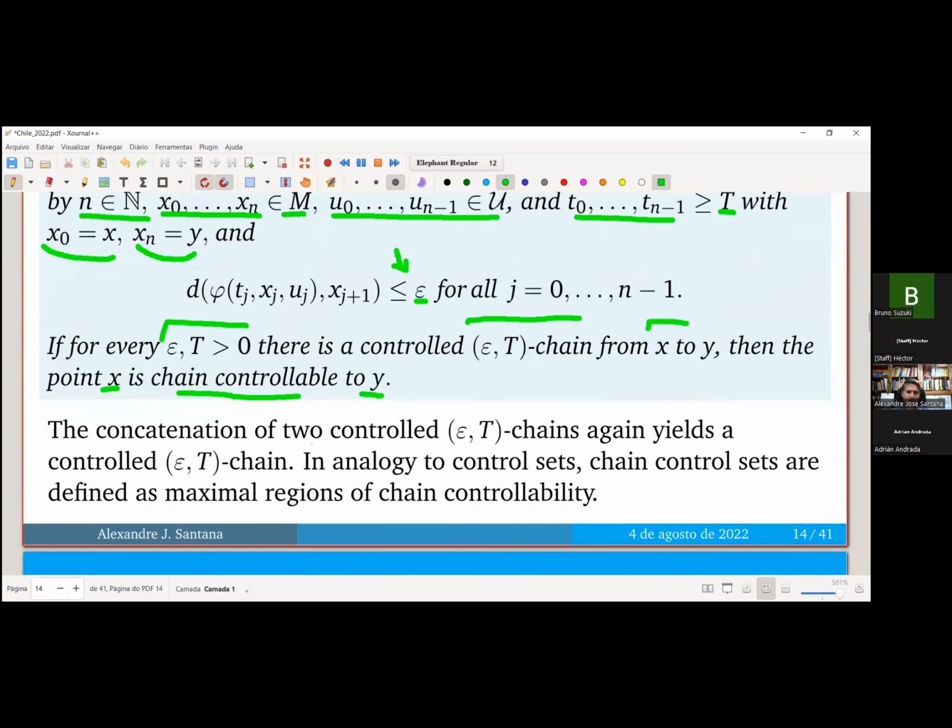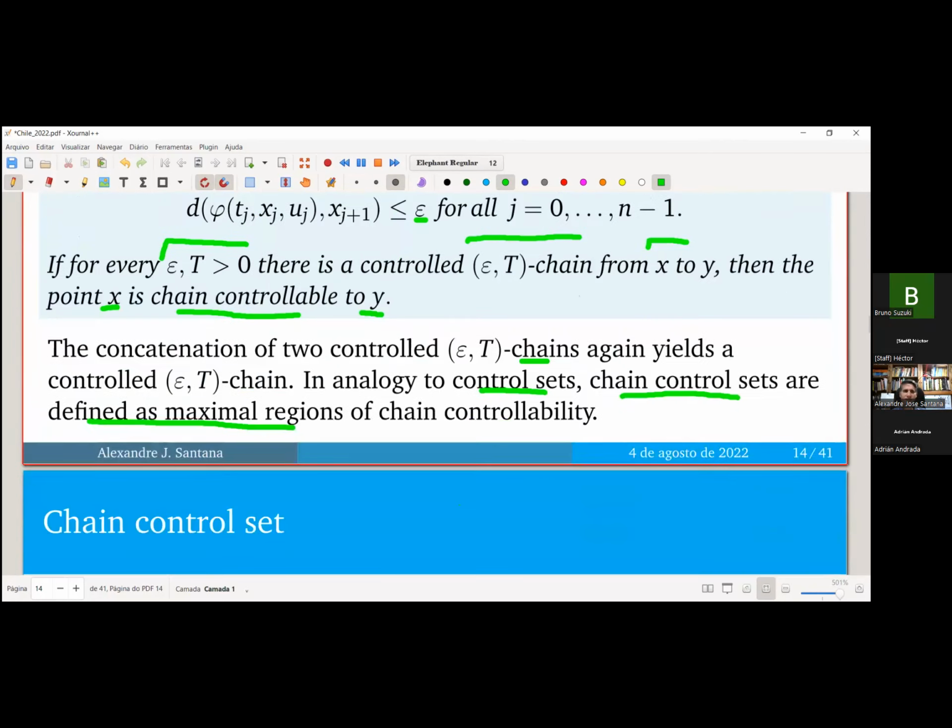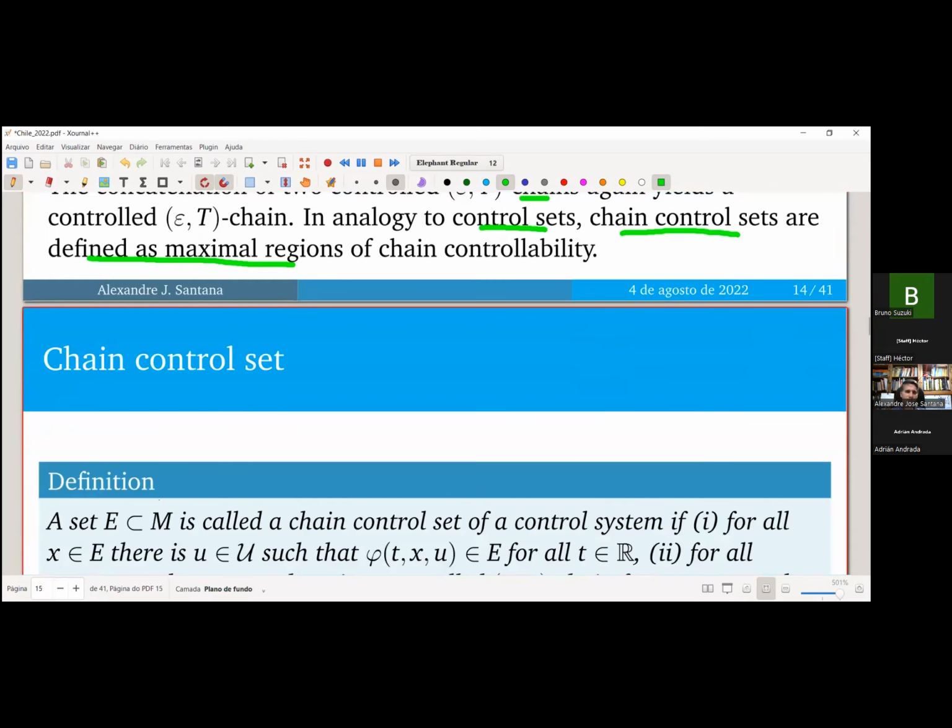And the concatenation of two controlled chains again implies a controlled epsilon, T chain. And in analogy to control sets, chain control sets are defined as maximal regions of chain controllability. So this is the idea of a chain control set.